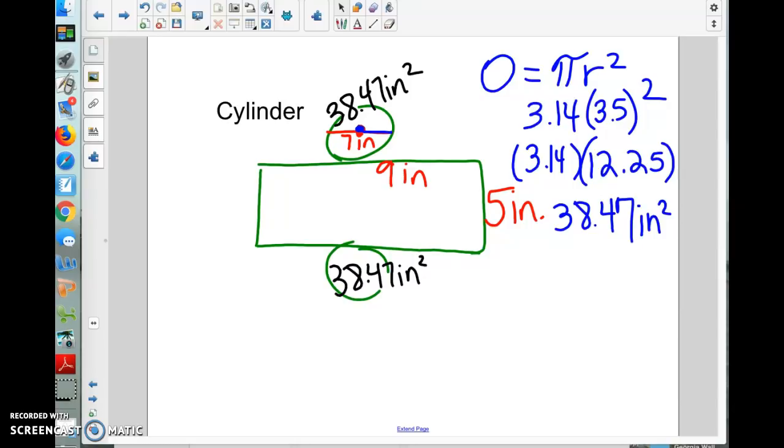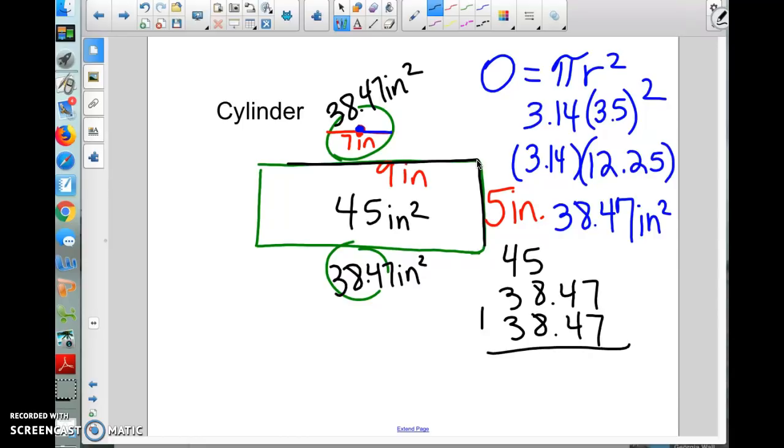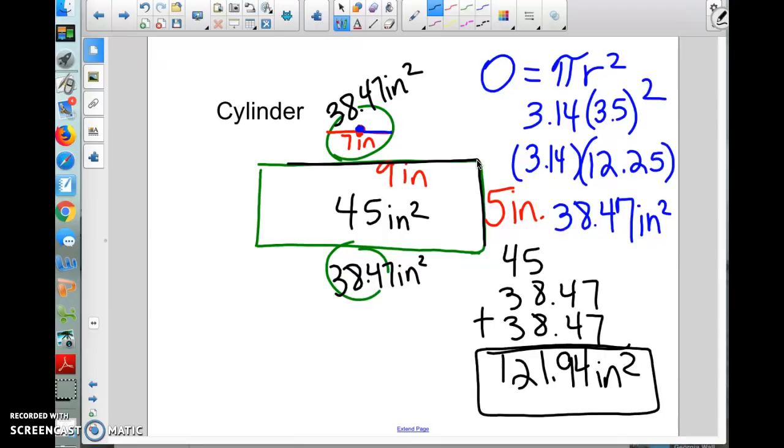We had two circles, and then we have our rectangle in the middle. So, the rectangle in the middle is just going to be based on height. So, it's just going to be 9 times 5, which is 45 inches squared. And what you do is you just add the circles and the rectangle together to get your surface area. So, you'll add your 45 and your 38.47 twice because there's two circles. So however many shapes there are should be how many numbers you are adding together. So once you do that, you will get 121 and 94/100 inches squared as your surface area.